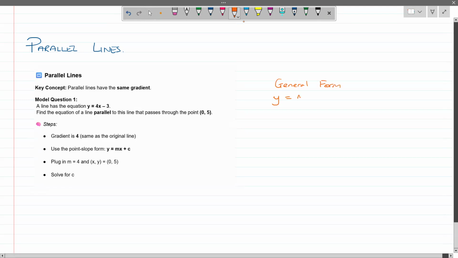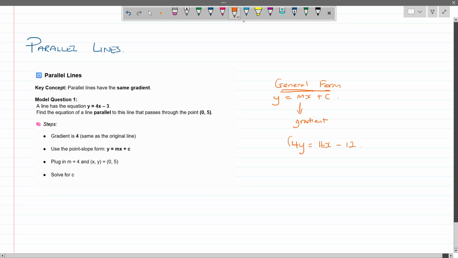y is equal to mx plus c. The reason why I need to do this is that's the only way you'll be able to determine what the gradient is. It must be written in this general form for you to determine what the gradient is, right? So, for example, if I had 4y is equal to 16x minus 12, this is not in this form.